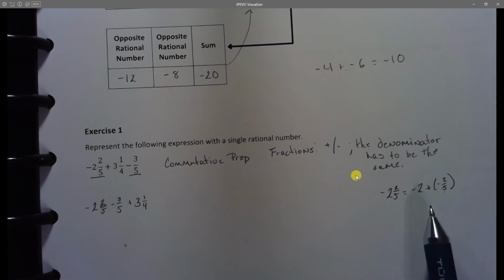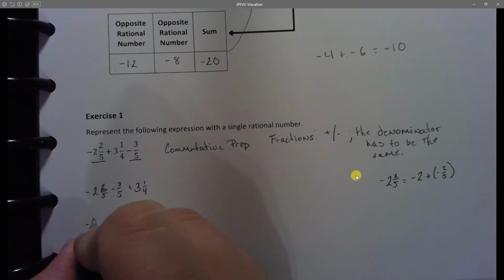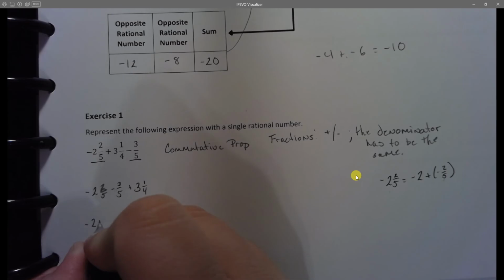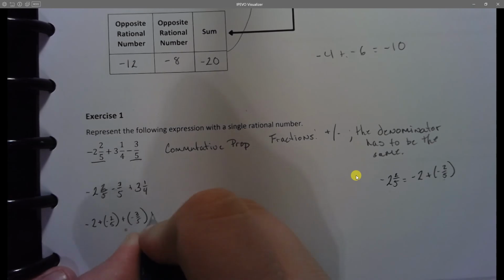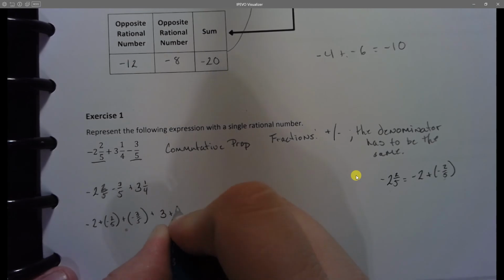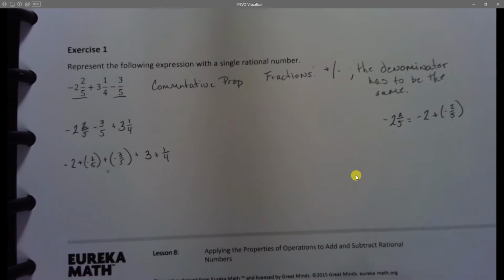Well, that's very interesting. So you're telling me that I could write this as a negative 2 plus a negative 2/5 plus a negative 3/5 plus 3 plus 1/4? I can rewrite that whole thing as one giant addition problem? Dude, that is awesome. If I can do that, then I can make some simple adjustments here and see if I can't get myself an easier answer than what I was originally planning on doing.